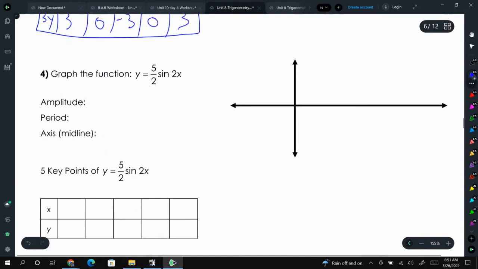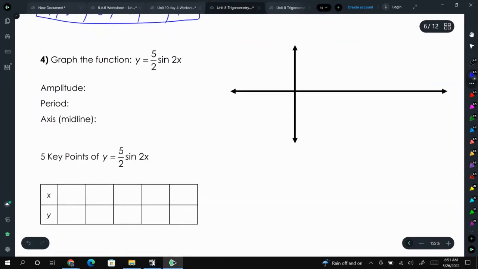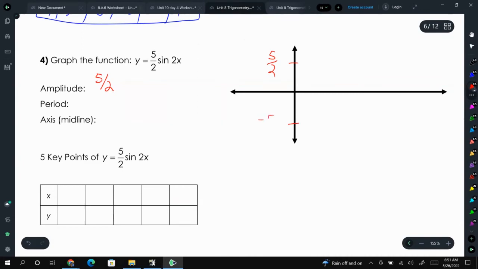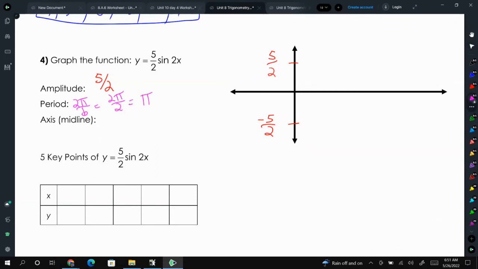All right, number 4. We have a weird amplitude of 5 over 2. That's okay. Because remember, all that amplitude is doing is going to adjust what my tick marks are on the y-axis. Period is 2 pi over b, or 2 pi over 2, or pi. Now, I always write 2 pi over b because that is something that you do need to memorize. So if I always write 2 pi over b when talking about the period, that's just going to get ingrained in my brain.